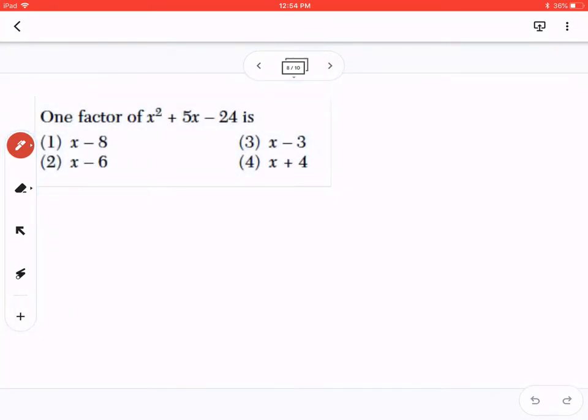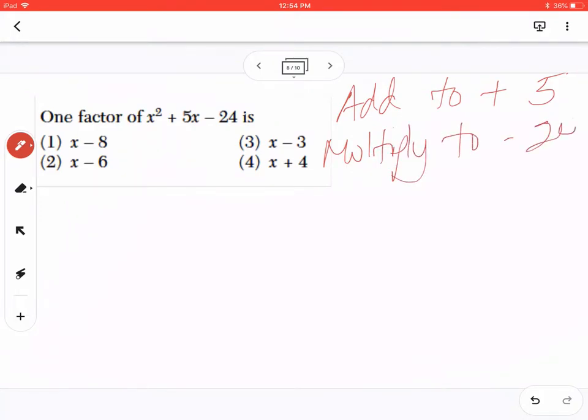Question 8. In question 8, we have to determine two integers that are going to add to be the middle term, which is a positive 5. But they also have to multiply to be the last term, which is a negative 24. First, we're going to make a list of numbers that will help us to multiply to be negative 24. 1 times negative 24 would work. Negative 1 times positive 24 would work.